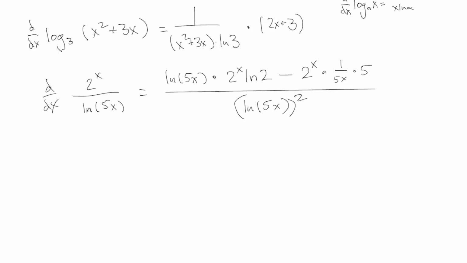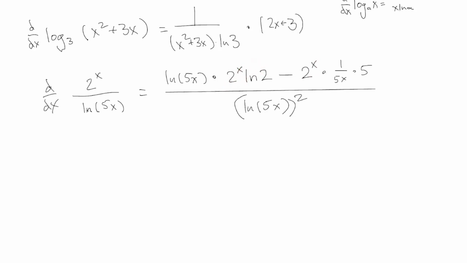This is my answer. Anybody got any thoughts about that? These can be easy to make little mistakes here and there, unfortunately. Yes? Where do you get the 2 to the x times ln 2?